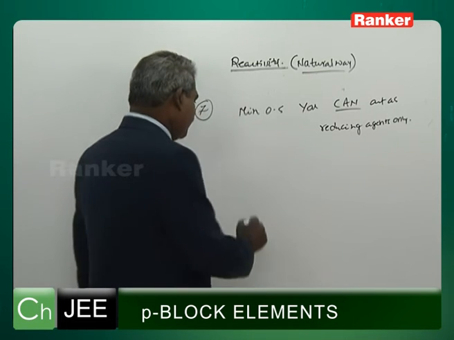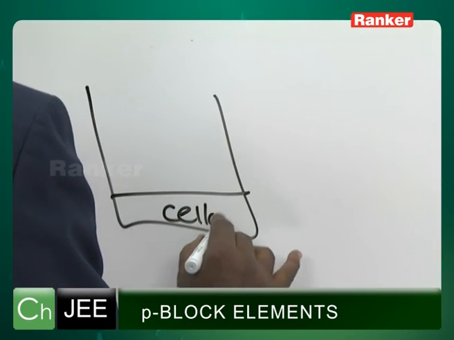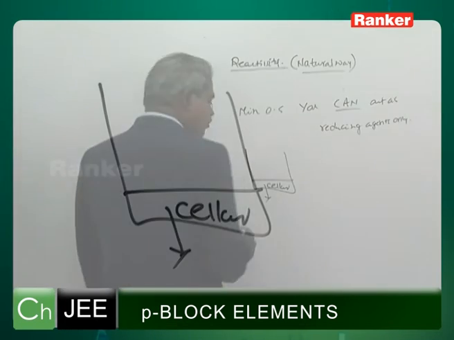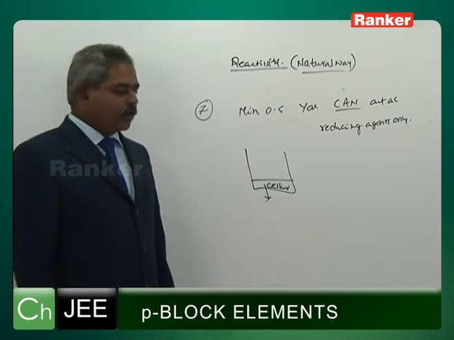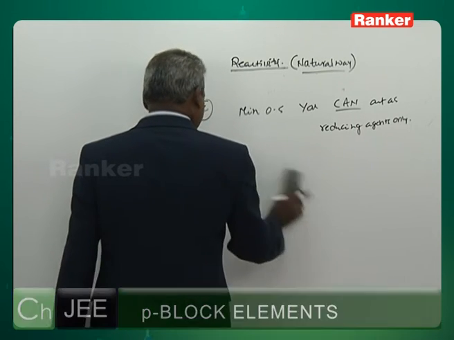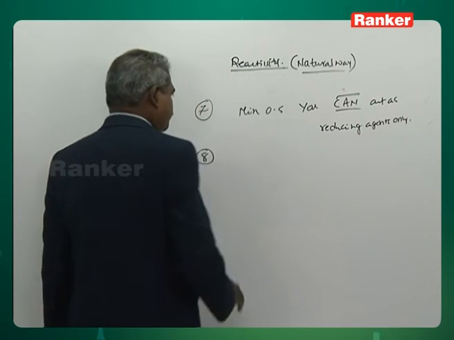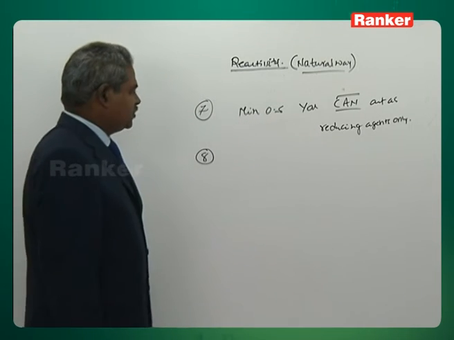When you reach the cellar of a building, the parking area, you can't go down. That's what I am saying. That is the least possible place, the lowest floor. Now, reducing agents only. Minimum oxidation state, you can act as reducing agents only.